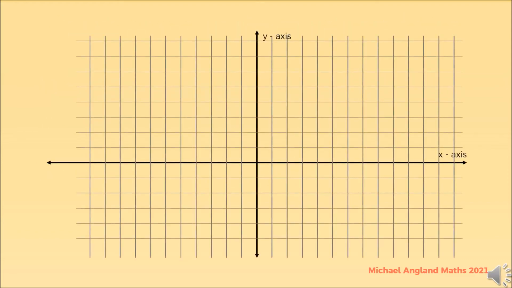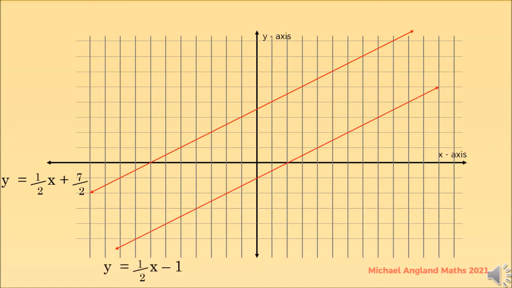So graphing these two lines on a set of axes, we can see, starting with the upper one, y equals half x plus 7 on 2, that these are indeed parallel, the lower line being y equals half x minus 1. The only difference being their separation, as indicated by the y-intercept, where they cut the y-axis. The upper one cutting the y-axis at 7 over 2, the lower one cutting the y-axis at minus 1.